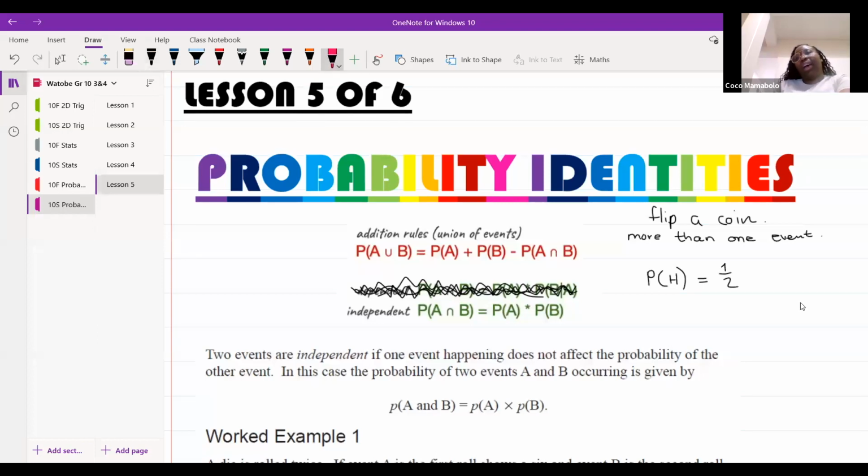Now that's event one. I flip my coin and I get a heads. Now, if I flip my coin again, what's the probability that I'll get tails this time? 1/2. So did my probability change? No, it didn't, because these two events are independent of each other. We don't need the one for the other.